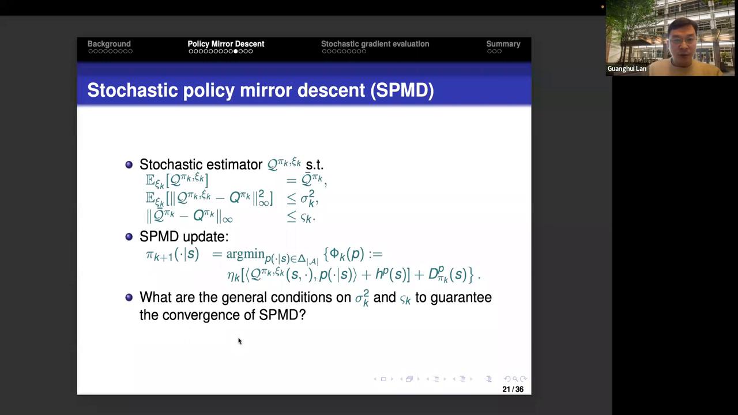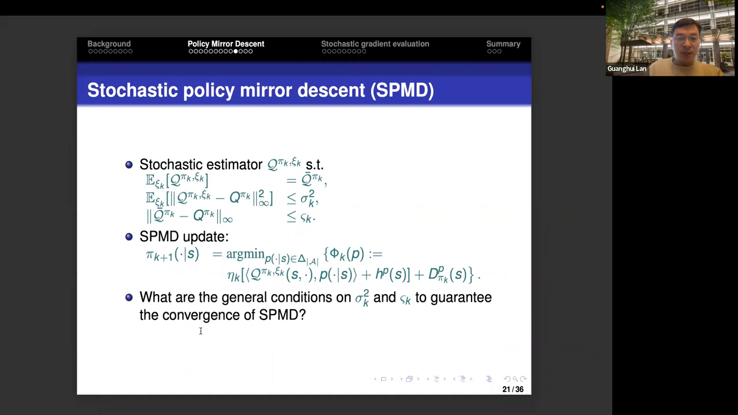In the stochastic setting, we don't have exact information about the value function or the gradient information. All we have are stochastic estimators. In the IL setting, we assume that we have this Q pi k estimator, and this is going to be a biased estimator because there's no way we can get an unbiased estimator. The bias is bounded by one sigma and the mean square error is bounded by sigma square. Then we just replace the exact Q function by this estimation function, and the algorithm is also very simple.